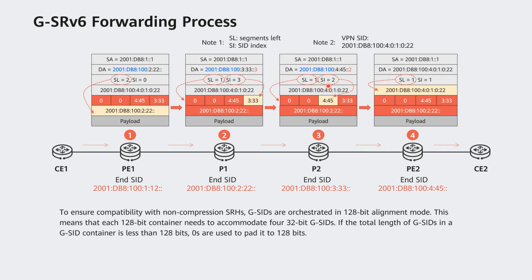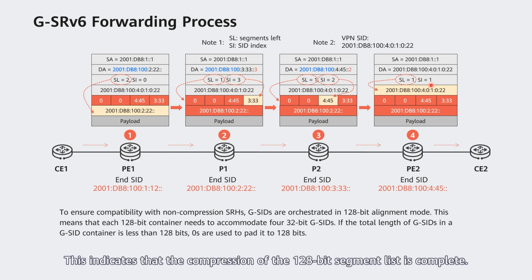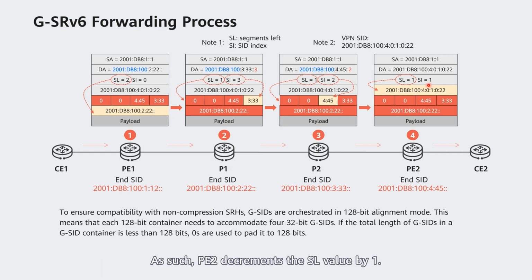greater than 0. As such, P2 decrements the SI value to 2, obtains the GSID value 4:45 based on the SL and SI values, and updates the DA field based on the GSID and SI value. After receiving the packet, PE2 decrements the SI value to 1, and therefore obtains the GSID 0. This indicates that the compression of the 128-bit segment list is complete. As such, PE2 decrements the SL value by 1.